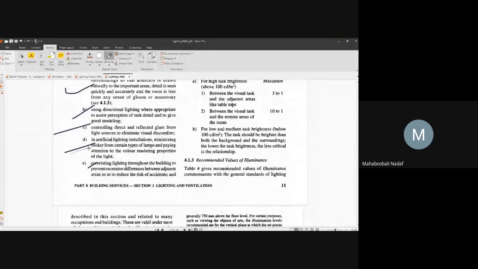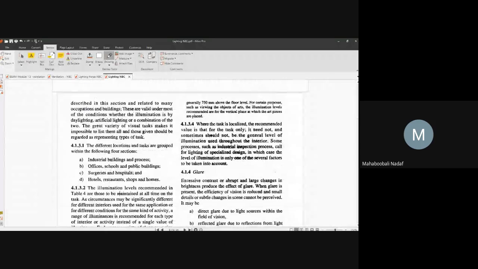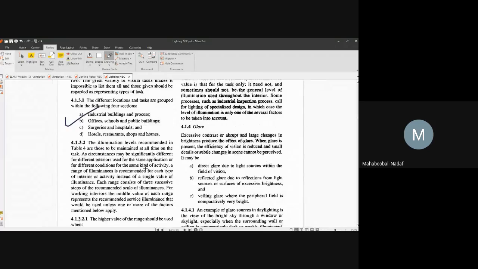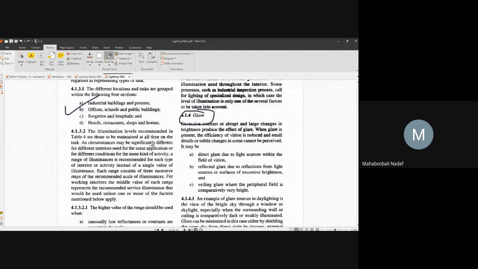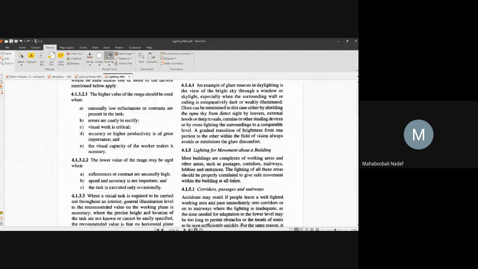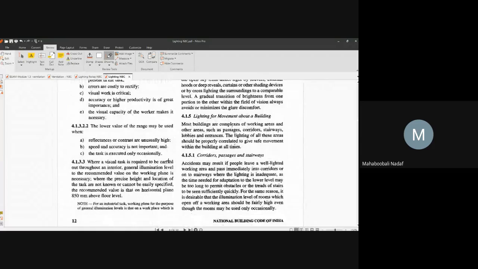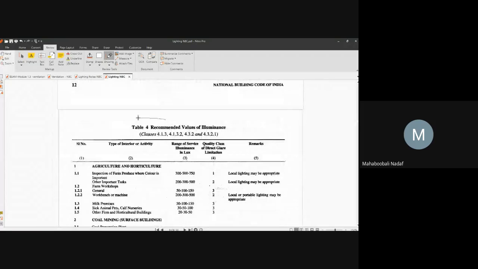So these things we have discussed. The different types of requirements are also discussed, and we have discussed glare, what glare is and how we can control it. This is what we have discussed so many times. What is this table number?